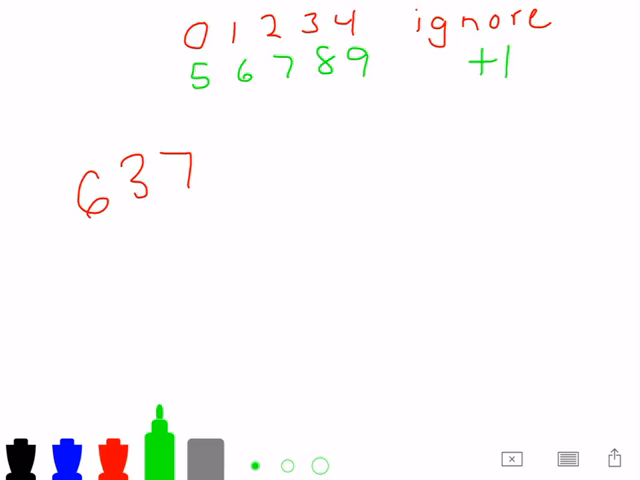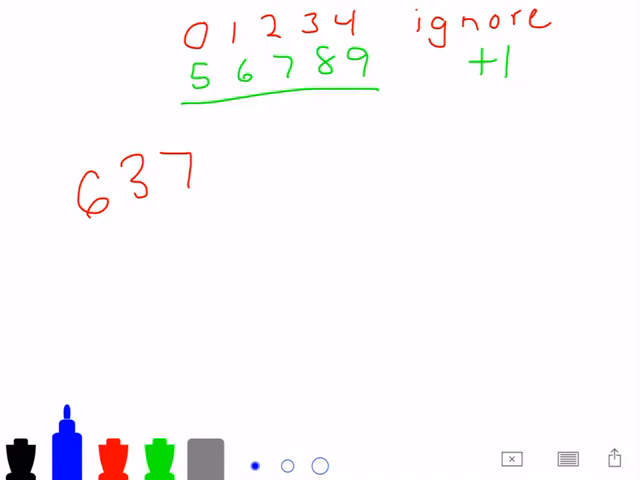So use the red and green. If the number is one of these green numbers, we want to make it bigger. If the number next to it is one of these red numbers, we're going to ignore it, or stop. So the first thing we need to do when we're rounding a number to the nearest 10 or 100 is determine which number is in the tens place or the hundreds place.